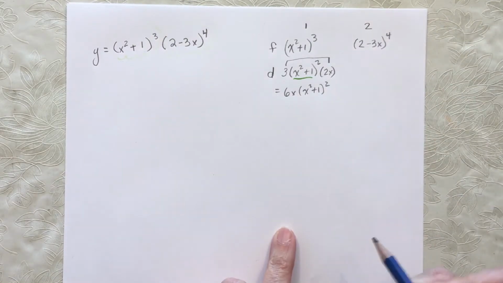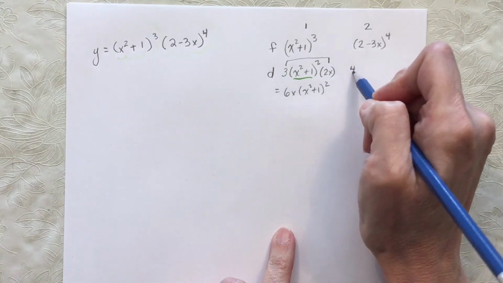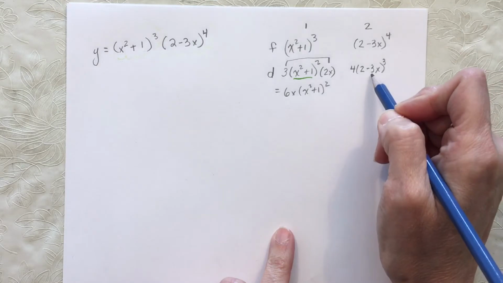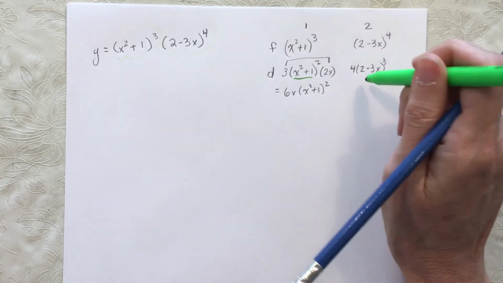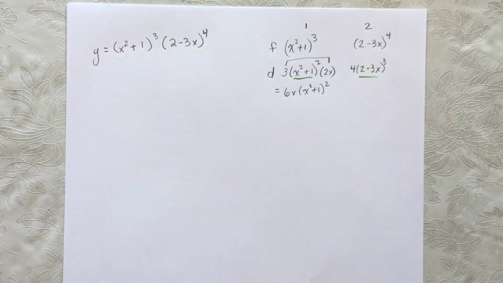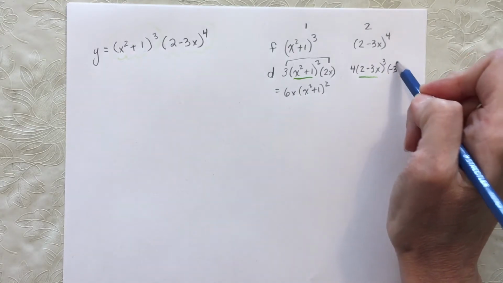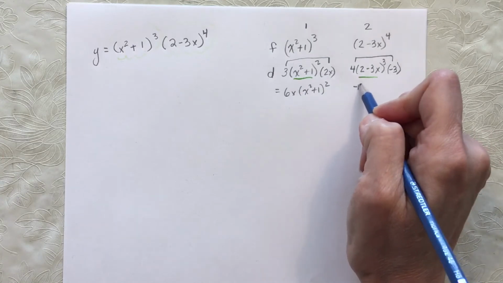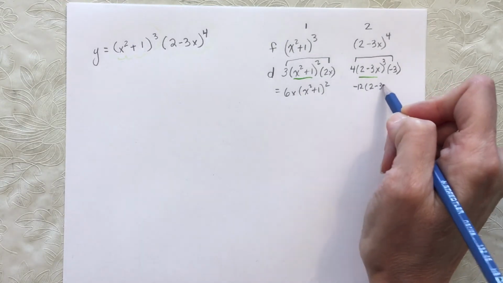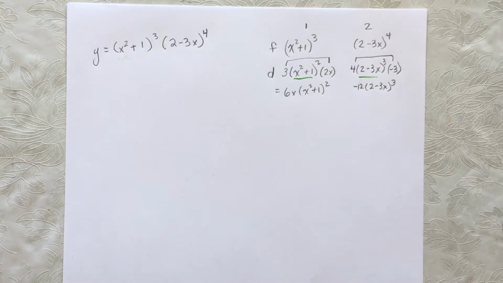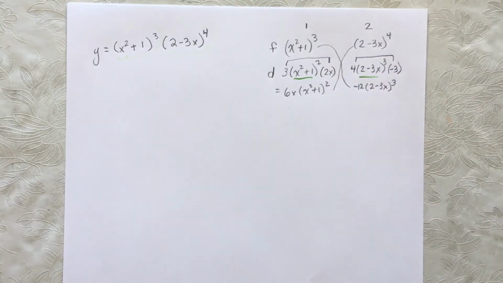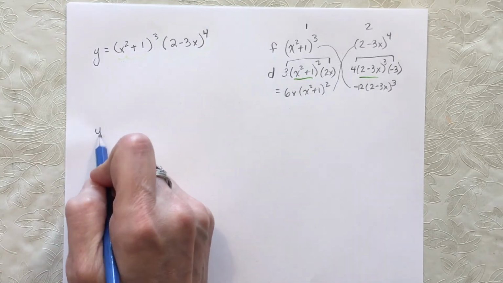And when we derive it using the chain rule, we're going to get 4 times 2 minus 3x cubed. And then the inner derivative of 2 minus 3x is negative 3. Be careful, the negatives sometimes get people there. And then we can multiply those together, and we'll get negative 12 times 2 minus 3x all cubed. Okay, so we've got these correspond and those correspond. So the product rule says, so here's our derivative.